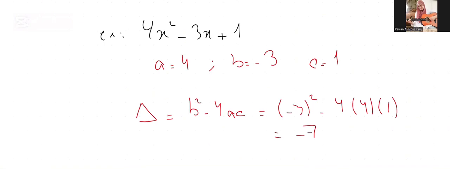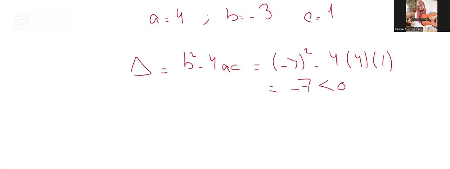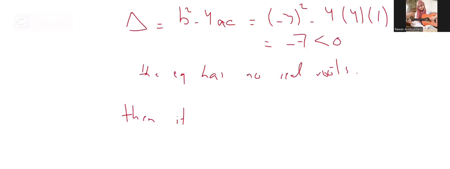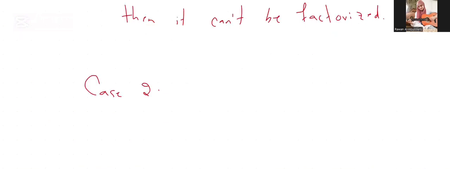So as we notice, delta is a negative number. So here we can say that the equation has no real roots. So since delta is negative and there are no real roots, we can say that it cannot be factorized. So there is no factorization for this polynomial. I can't factorize it.